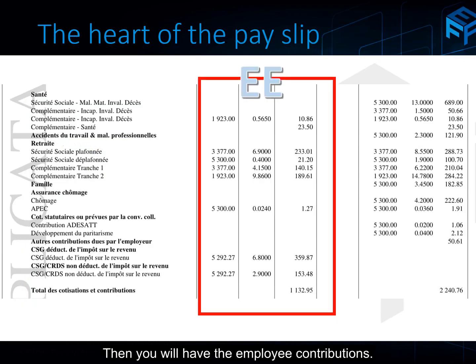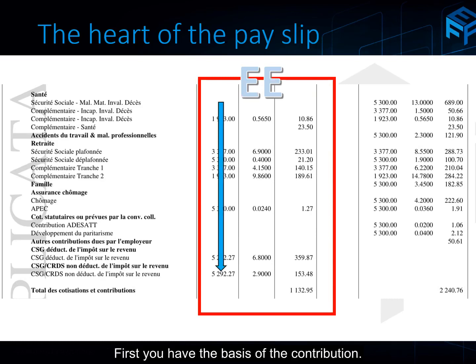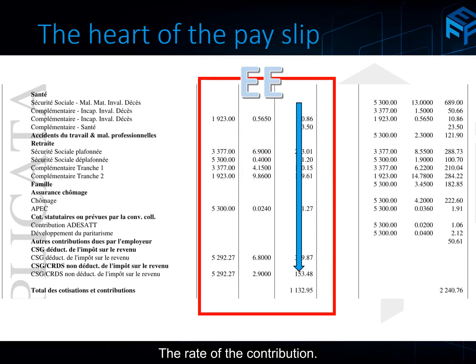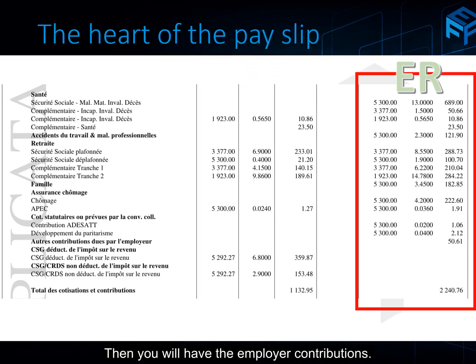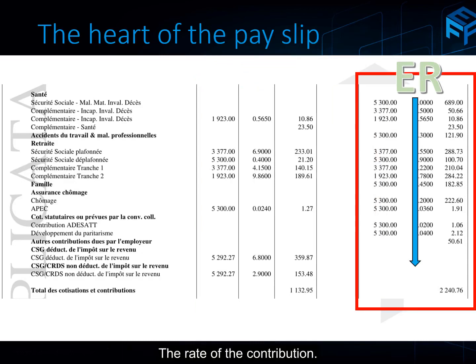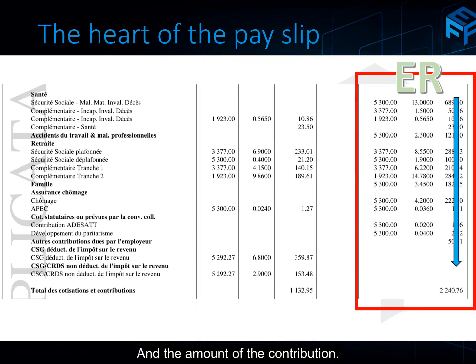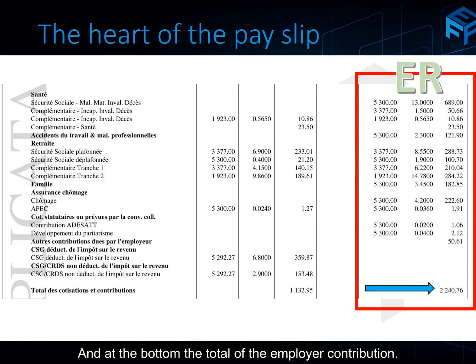Then you will have the employee contribution. Same way it did in the gross, it works in three. First, you have the basis of the contribution, the rate of the contribution, and the amount of the contribution. And at the bottom, you'll have the total of the employee contribution. Then you'll have the employer contribution, which works the same way. First, you have the basis of the contribution, the rate of the contribution, and the amount of the contribution, and at the bottom, the total of the employer contribution.